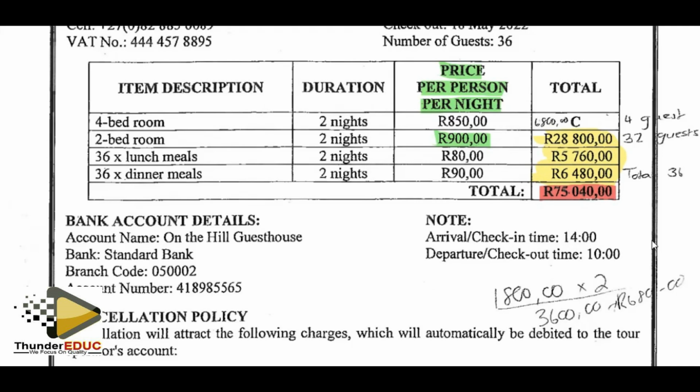So the value of C will equal to 75,040 rands minus the total of all this, which is 28,800 plus 5,760 plus the 6,408, and the value of C became 34,000. That's the value of C.